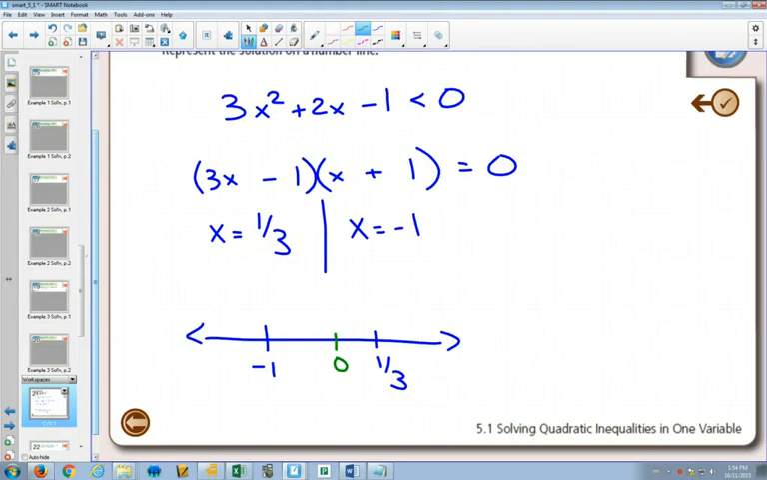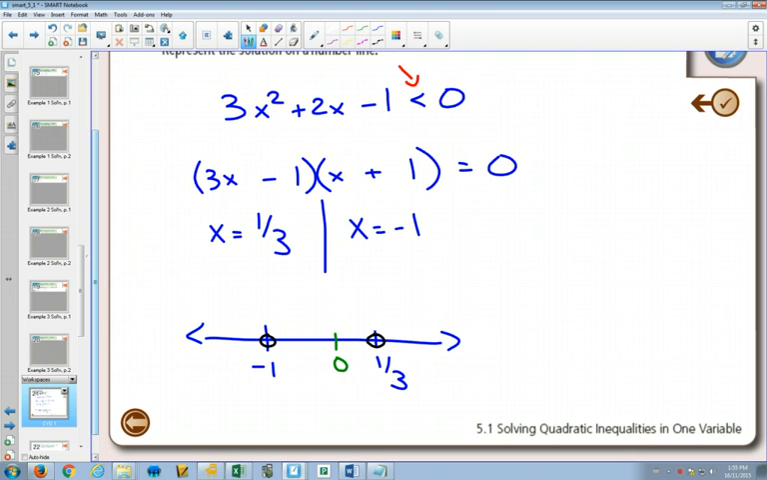And we need to find out what sections are true, what sections are false. We know that our x-intercepts are here at negative 1 and 1/3, and because our original equation has a less than 0 sign, when we put them in, we would use open circles at those values because they're not included in our solution. Negative 1 and 1/3, if you plug them in, would make it equal to 0, and 0 is not less than 0.